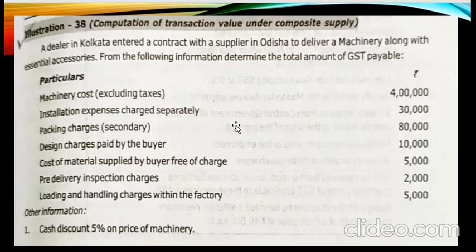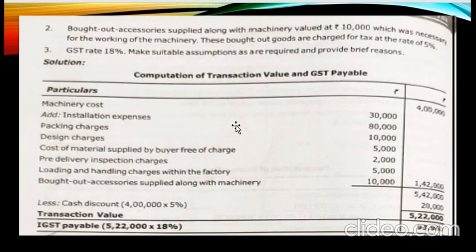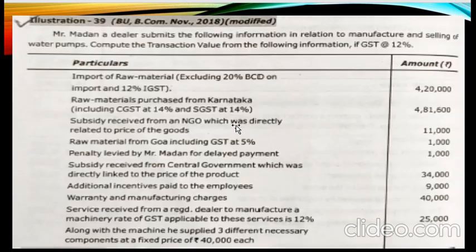A dealer in Kolkata entered a contract with a supplier in Odisha. So there are two different places where the exchange of goods is being taken, so it is IGST. IGST is payable at 18% on the total transaction value, which is 5,22,000, which will give you 93,960.